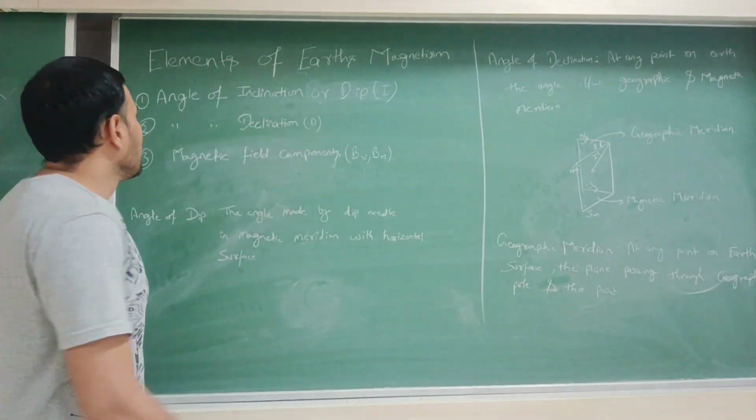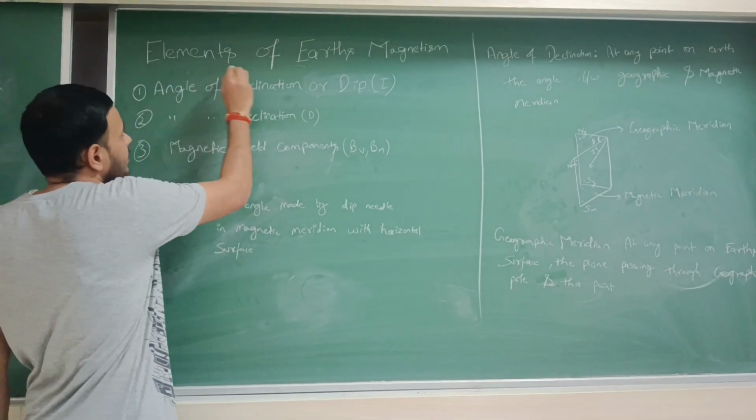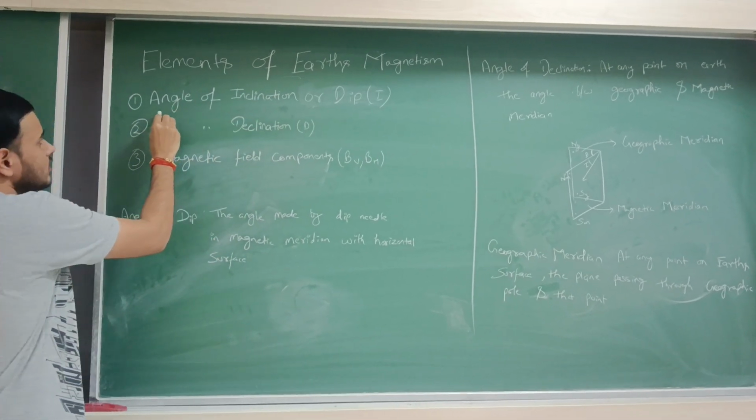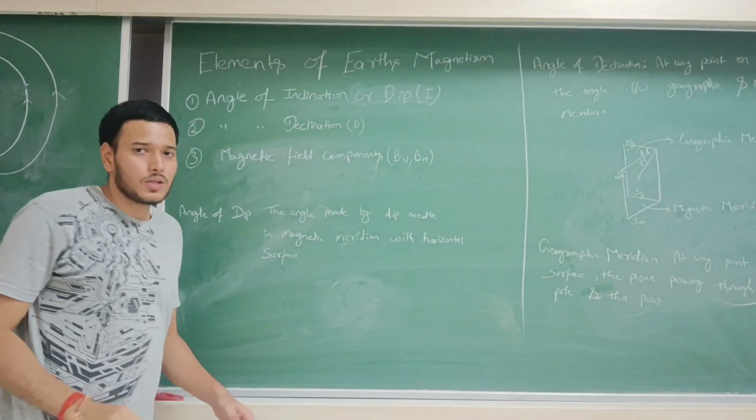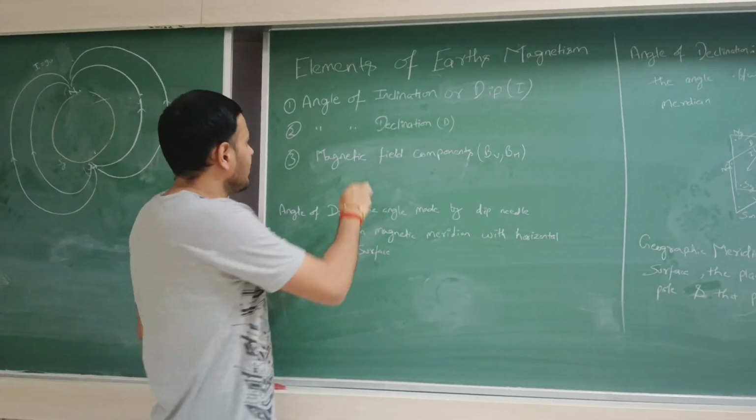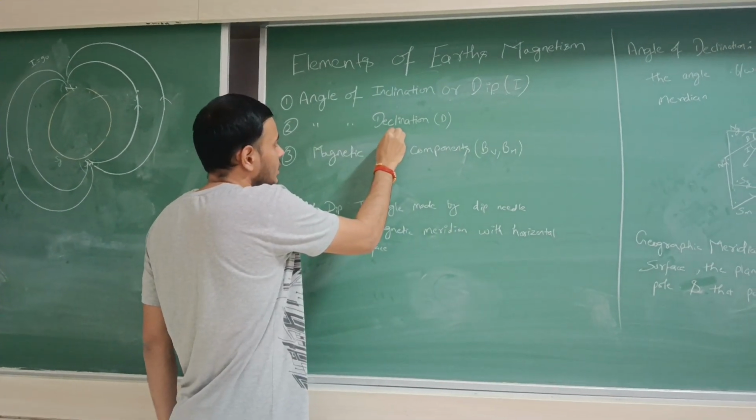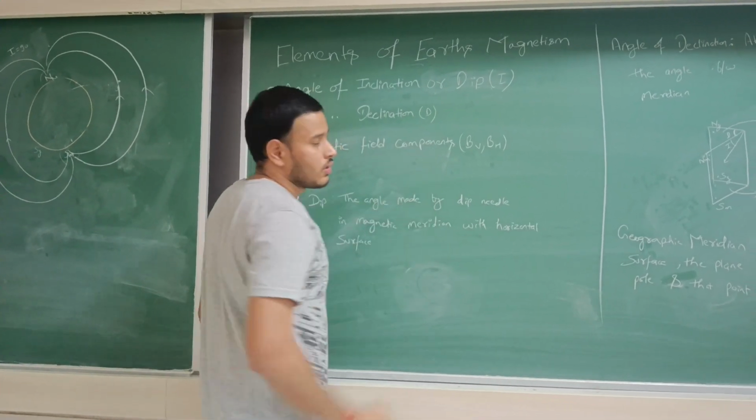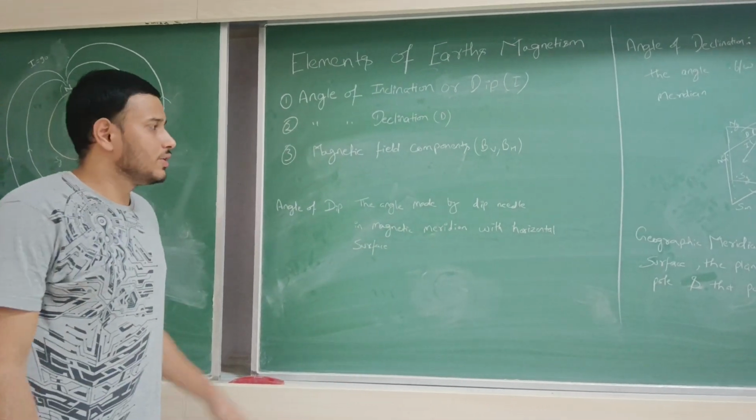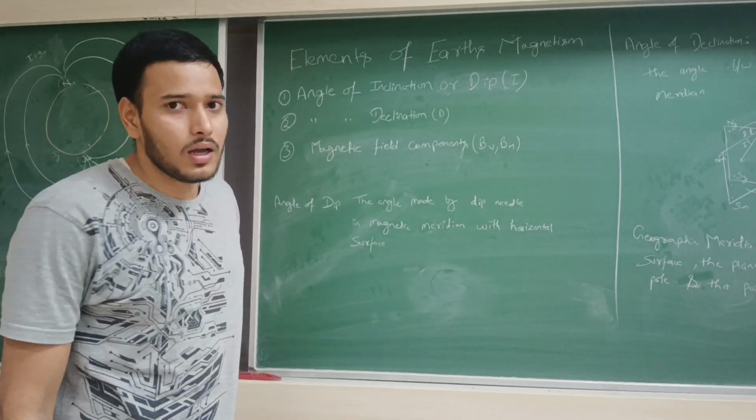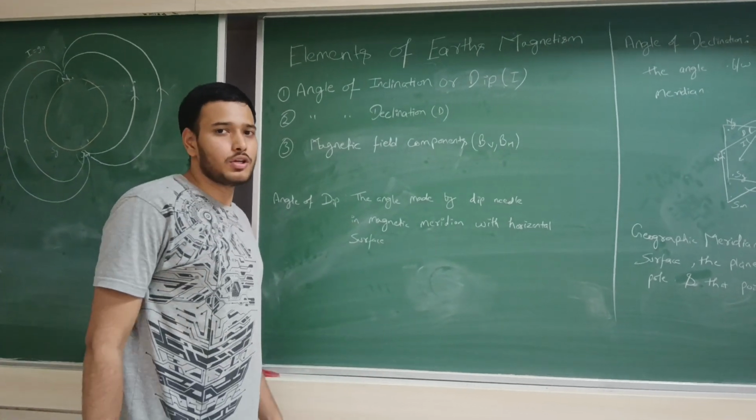Now we are going to study the elements of the earth magnetism, in which the first one is the angle of inclination or angle of dip. Angle of inclination is also called angle of dip, that is denoted by I, and the second one is the angle of declination, that is D, and the third one is the magnetic field component, that is BV and BH, in which BV is for the vertical component of the magnetic field, and BH is for the horizontal component of the magnetic field.